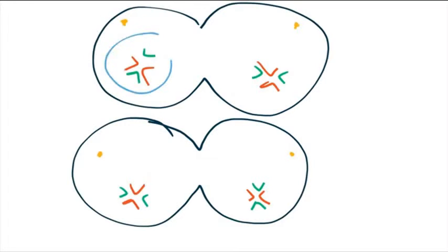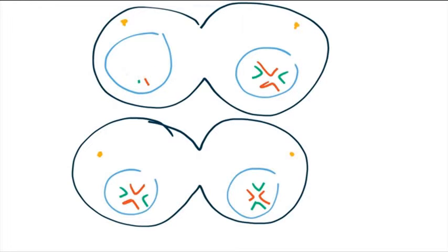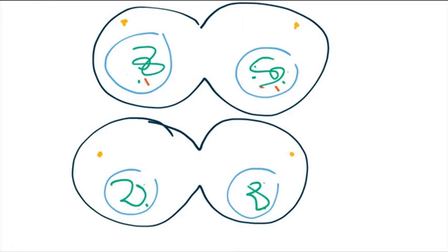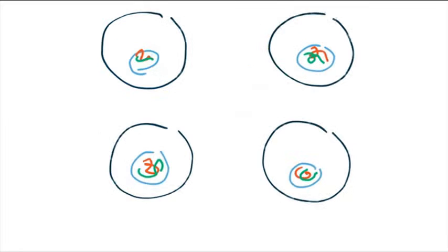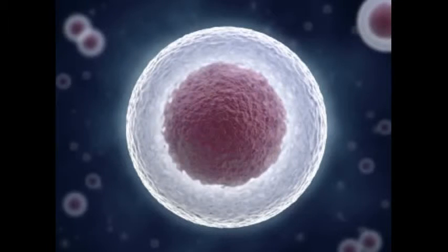In telophase 2, the nuclear envelope forms and the chromosomes uncoil into chromatin as the cell cleaves. In cytokinesis 2, we end up with 4 haploid cells with 23 chromosomes each.